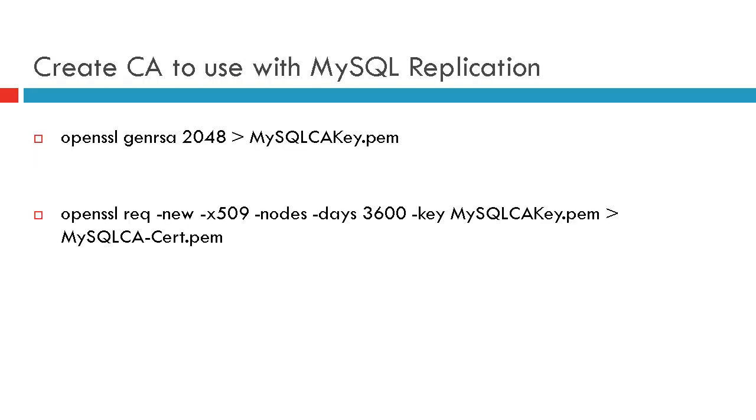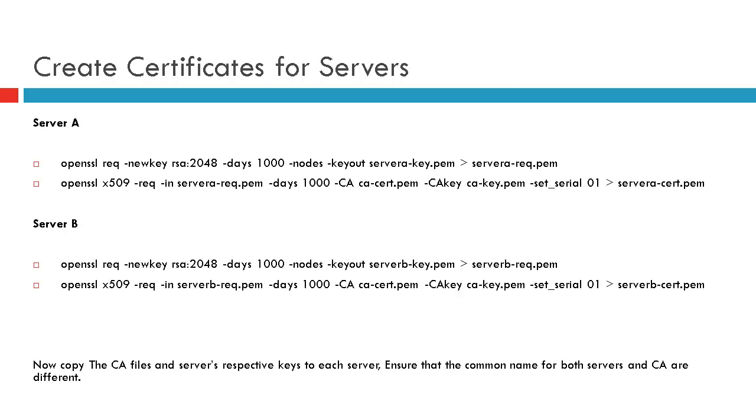The next step is to generate the CA certificates that will be used to sign the certificates for the individual MySQL servers. We will use the OpenSSL commands as shown in the slide to generate the private key and the actual CA cert. Once we have the CA created, we will generate the certificates for the servers, once again using the OpenSSL commands. One thing to note is that the CA and each of the MySQL servers has to have a unique common name in order for this to work. So when we generate these certificates, we need to be mindful of the common names.